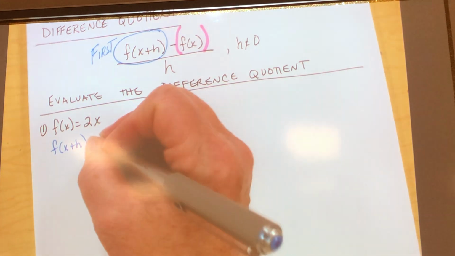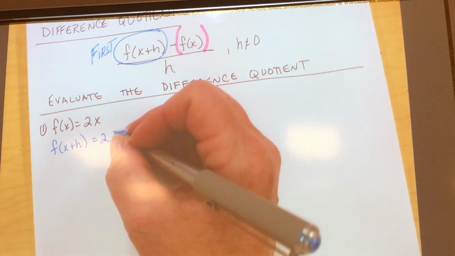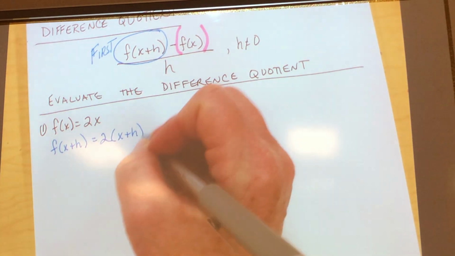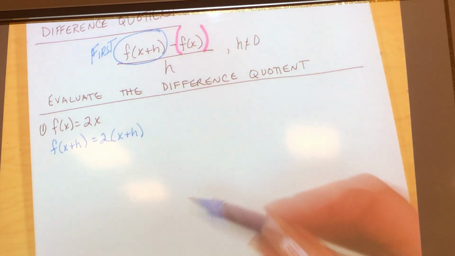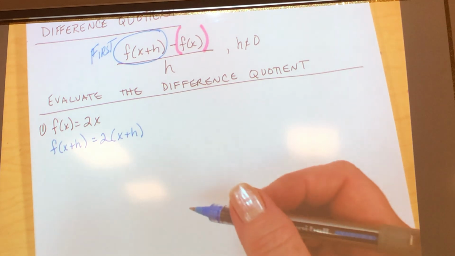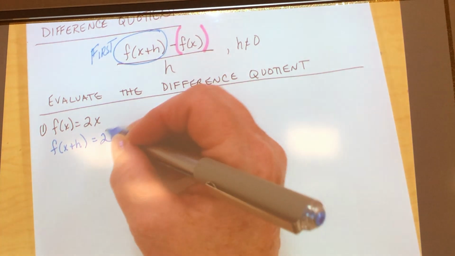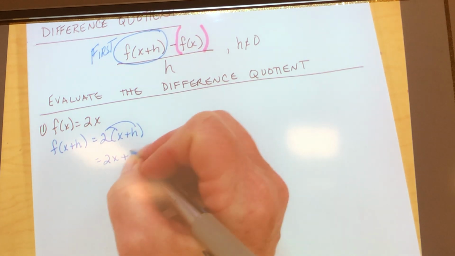So what's it equal to? Well, 2, oh no, there's an x. What do I put in? X plus h. Now you should simplify this out. Always simplify it out first, and then we'll continue the problem. 2x plus 2h. So distribute this 2 and tell me what you get. 2x plus 2h. Good job. Okay?